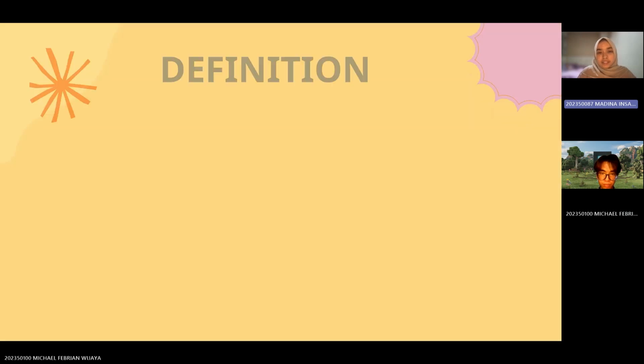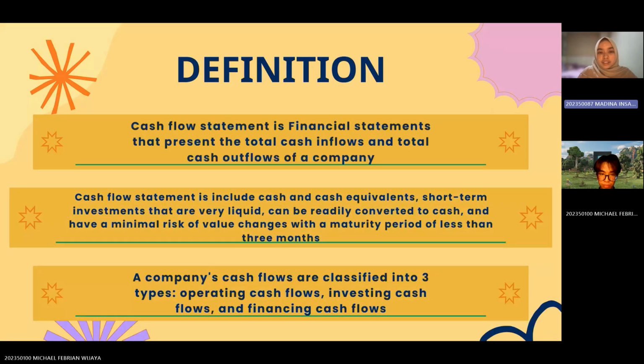First of all, the definition of cash flow. Cash flow is a financial statement that presents the total cash inflow and total cash outflow of a company. The cash flow statement includes cash and cash equivalents, short-term investments that are very liquid and can be readily converted to cash and have a minimal risk of value change with a maturity period of less than 3 months. A company's cash flows are classified into three types. The first one is operating cash flow, the second one is investing cash flow, and the third one is financing cash flow.